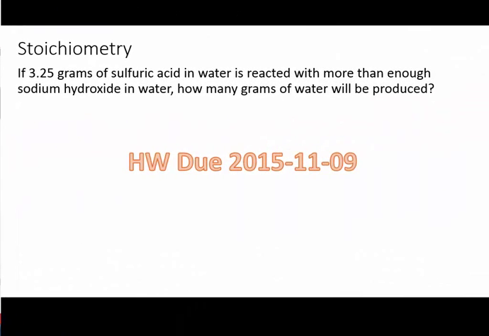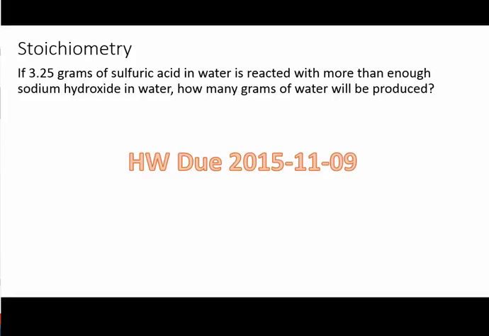In this lesson, we'll continue looking at mass-to-mass stoichiometry, but we're going to take that mass-to-mass stoichiometry to find a limiting reactant in a chemical reaction.